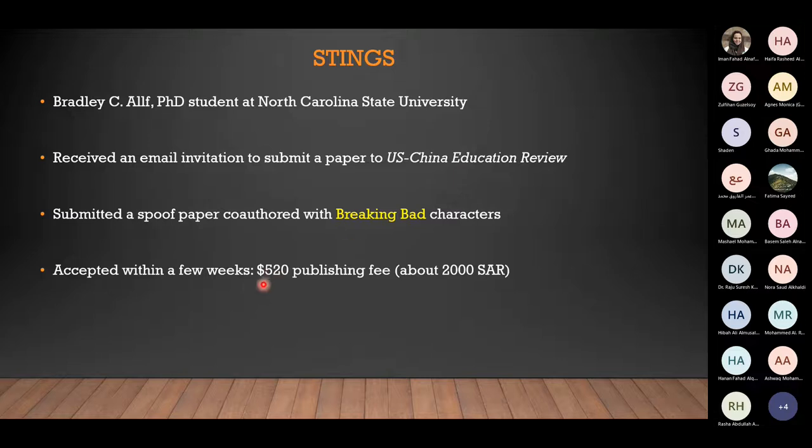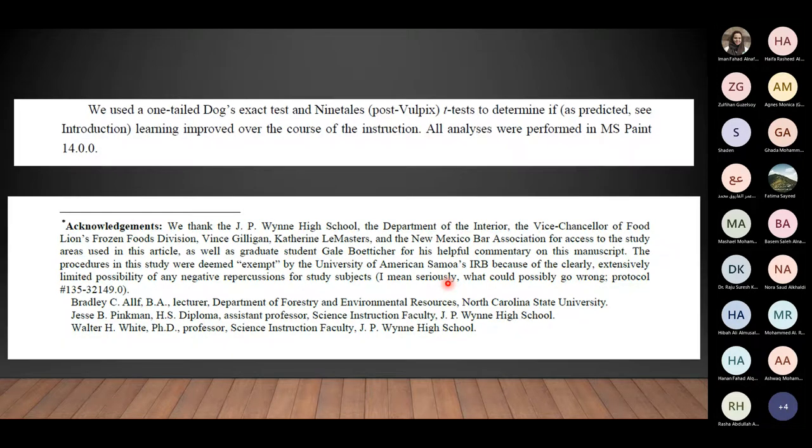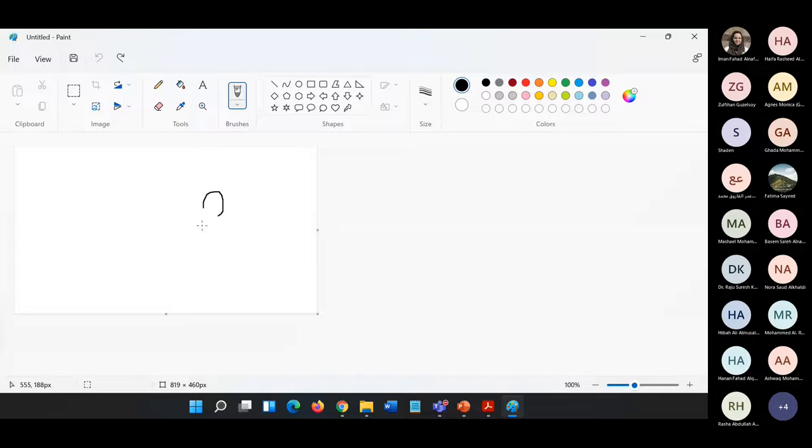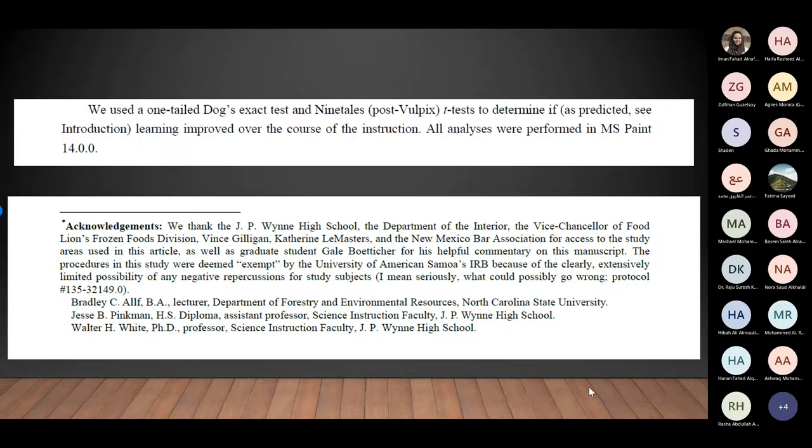It was accepted within a few weeks and they asked him to pay, you know, $500, which is about 2,000 riyals. And if we look at the actual paper, we used the one-tailed dog's exact test. There is no dog's test. This is a joke. What do you mean a dog's test? All analyses were performed in MS Paint. What do you mean you did the analyses in Paint? Just to be clear, let me show you Paint. This is Paint, not Microsoft Word. It's for painting. What do you mean when you say you did the analyses in Paint? That doesn't make any sense. Any reviewer reading this sentence will say, wait, how do you do the analyses in Paint? But it was accepted.